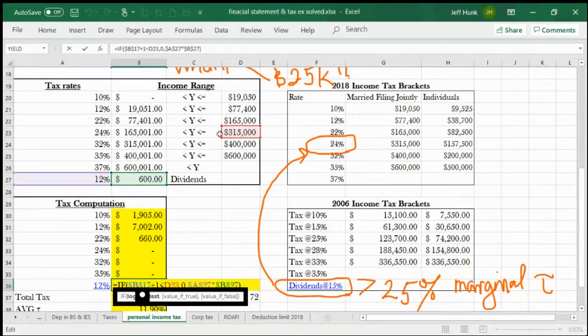So as long as you don't cross over this upper bound, then you would pay 0. Understand? If, by making an additional dollar and increasing your taxable income by an additional dollar, you're still not exceeding this, you pay 0. Otherwise, you're exceeding that, and then you would be paying 12% on that dividend income.